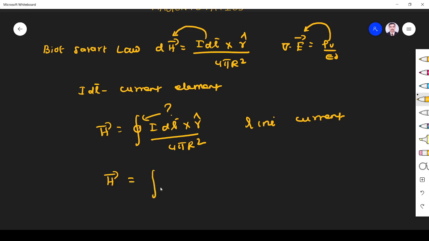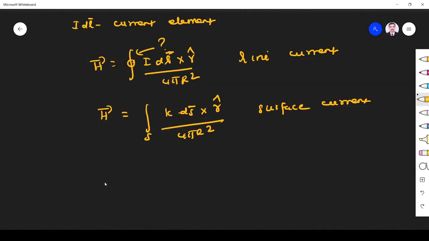So H due to surface current is given by the integral of K dS cross R vector divided by 4 pi R squared. This is the magnetic field due to surface current, where K dS is the surface current, right? Next, dl is a vector. H due to volume current is the integral of J dV cross R vector divided by 4 pi R squared, volume current, right?